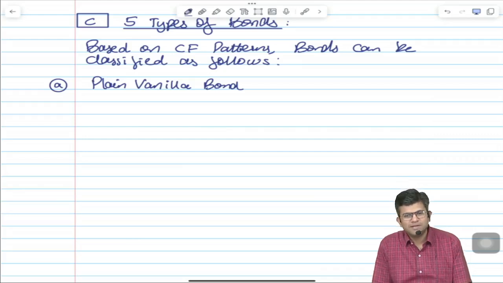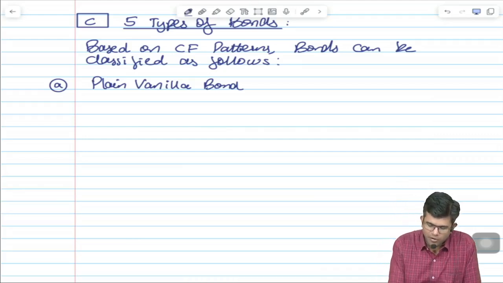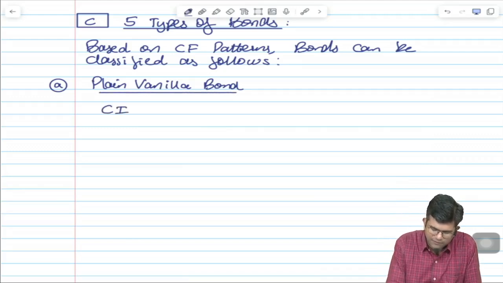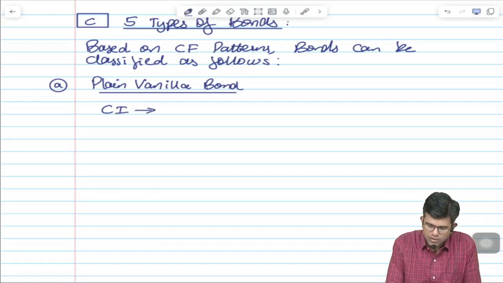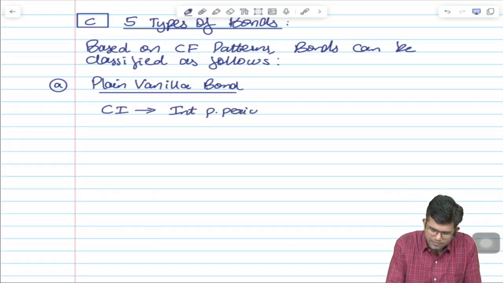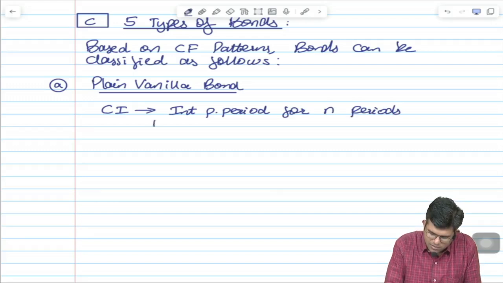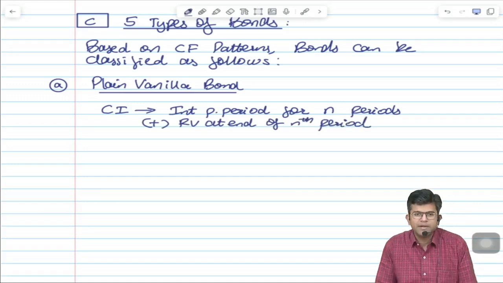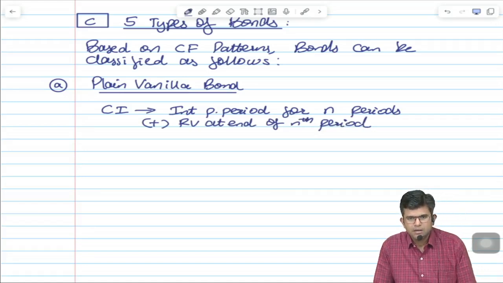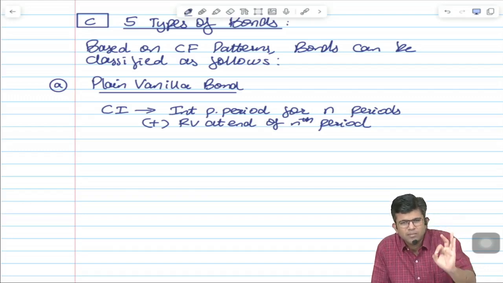So students, this first bond, let us discuss. This is a bond that gives you, how do you get the cash inflows here? CI means cash inflow. You will get interest per period for n periods plus RV at end of nth period. Take your time and read what I have written. You know, a normal debenture. You're understanding the normal debenture, nothing great.